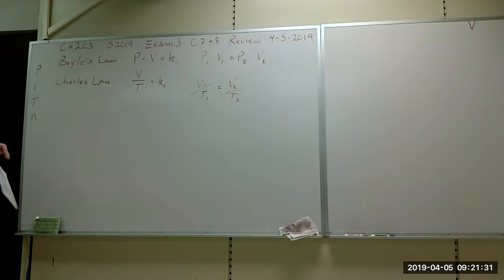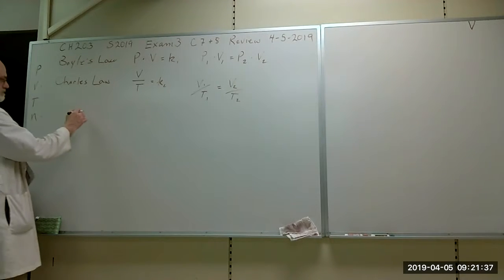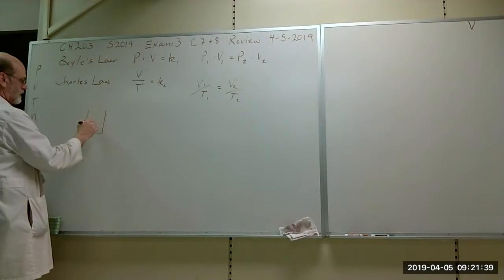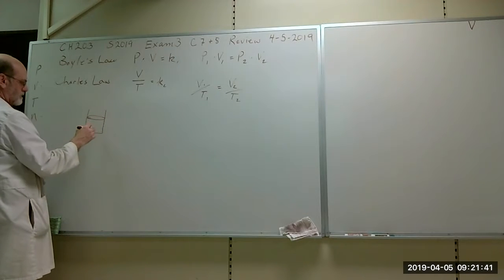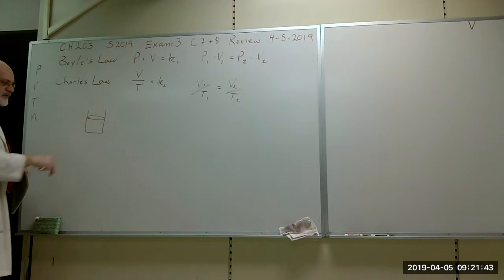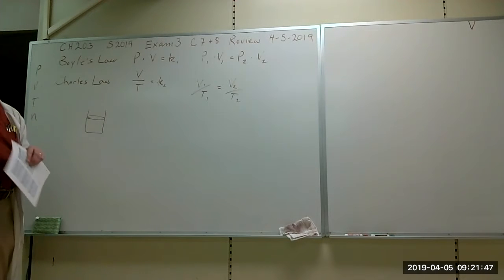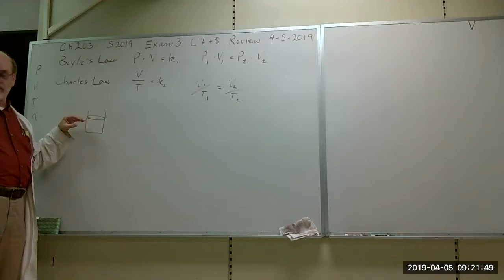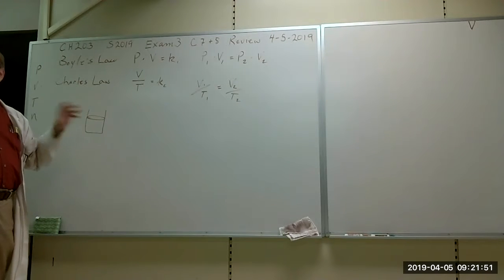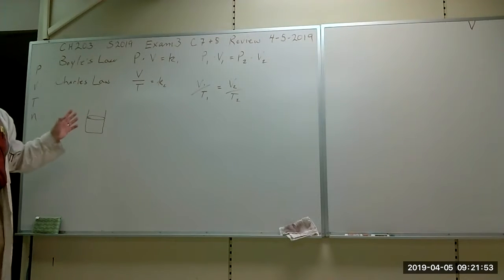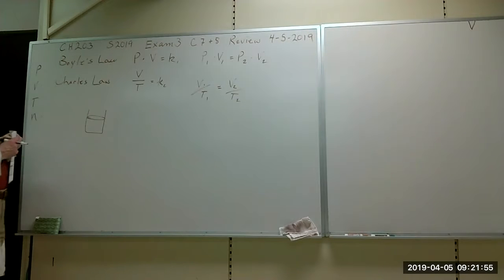Okay? So how did Charles keep the moles constant? Well, he had a cylinder with a piston in it. And once you put that piston in there, and maybe it had a valve on the bottom, we just close it. Once you trap that gas in there, that's the same number of moles, and it stays that way through the entire experiment.